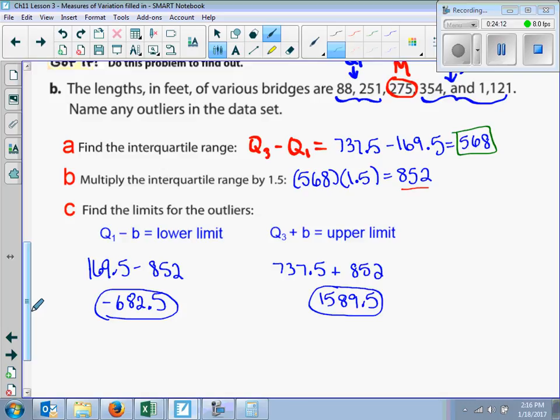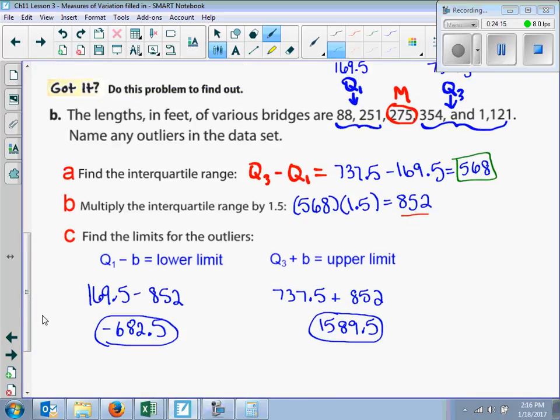Let me put the numbers back up there. Do we have any numbers that are beyond those gates? Yes. We do? No. Look at those numbers again. Yeah, 88. 88? No, remember, that first lower limit is a negative. Oh. You see that? Yeah. So, once again, do I have any numbers that are beyond those gates? No, we do not. So, in this problem, we don't have any outliers.